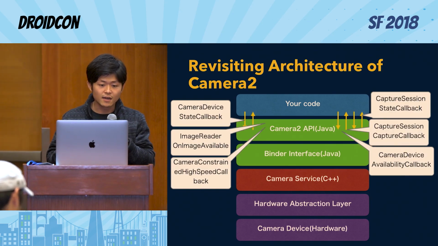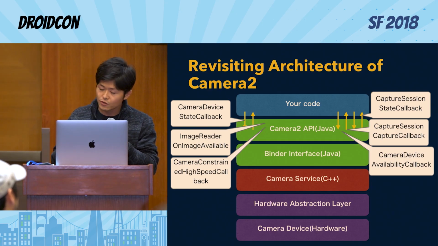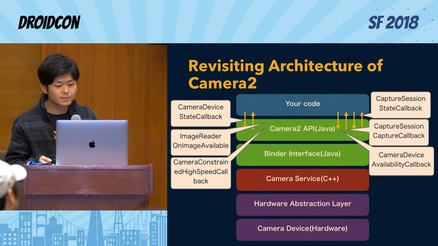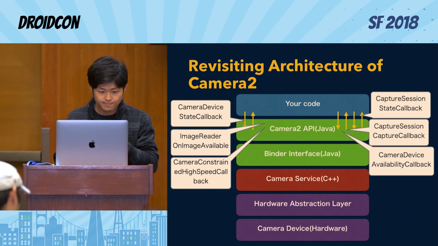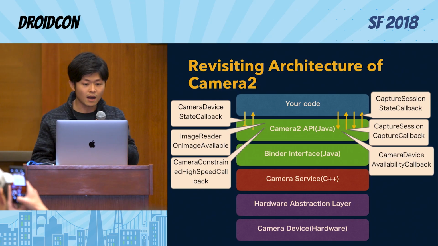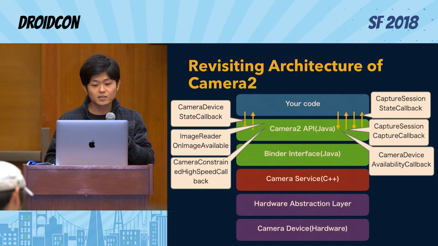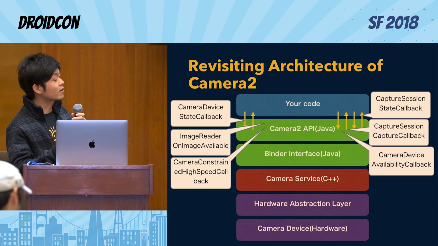So as you can see, one of the reasons the Camera2 API was introduced is to give developers access and control of the lower layer of the Android framework. The side effect, though, is that there are so many callbacks and so many API accesses. This is really hard to organize.